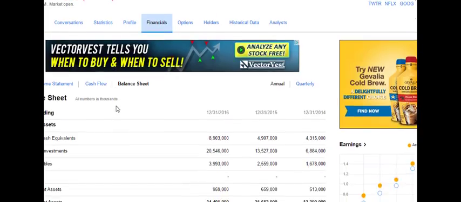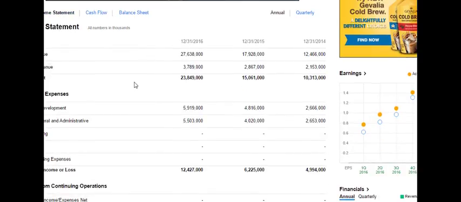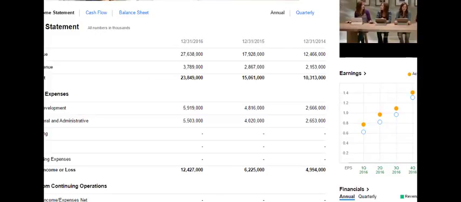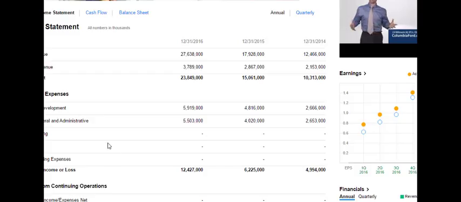And we're going to start off, as you can see, we have an income statement, a cash flow, and a balance sheet. Why don't we start off with the income statement? Because what we're going to need to do is we're going to have to grab some of these numbers. So let's go back and review the numbers that we're going to need. We're going to need the net income and the sales. So why don't we see what we've got here?